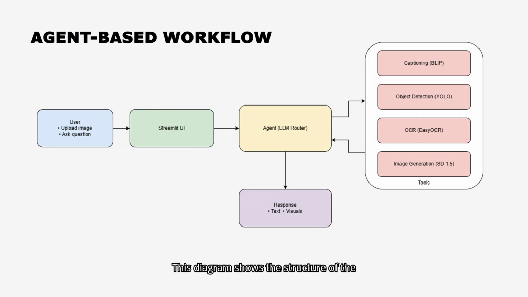This diagram shows the structure of the system. The workflow begins with the user uploading an image. The image path and the user question are passed to the LLM agent. The agent interprets the query, identifies the task, whether it is captioning, detection, OCR, or generation, and then calls the correct tool. Once the tools process the image, its output is passed back to the agent, which formats the final response and delivers it to the user via the Streamlit interface. This architecture makes the system modular and scalable.